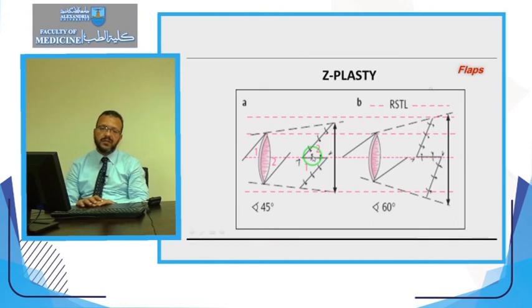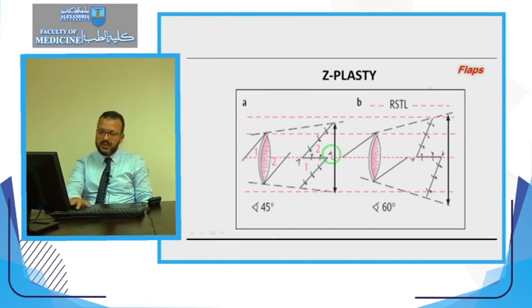Another classification of flaps: we can sometimes name the flaps according to different types of nomenclature. Sometimes we can have a flap that resembles the letter Z, and this is called Z-plasty. In Z-plasty, if we have a linear contracture that we want to redirect in another direction, we do this Z-plasty.